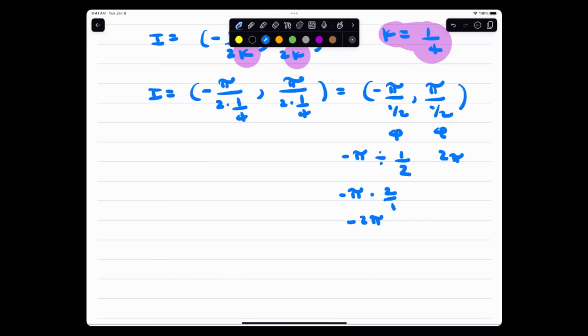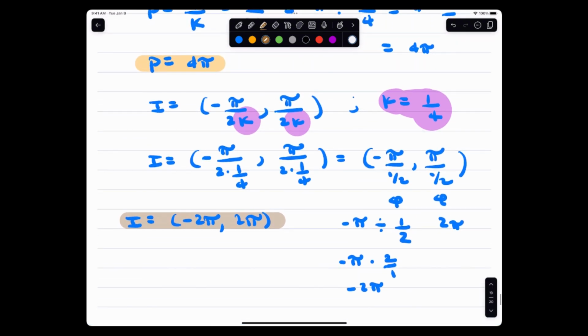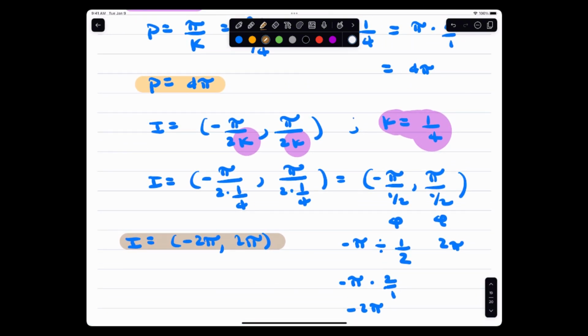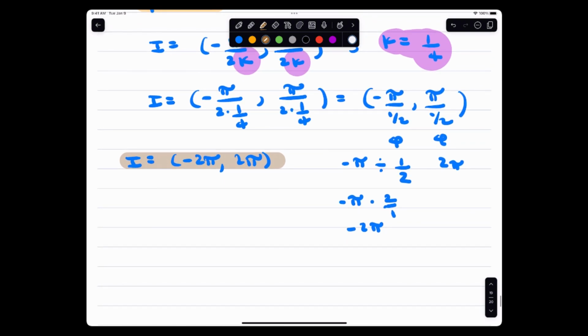Positive 2 pi. So my interval of one cycle becomes negative 2 pi and then positive what? 2 pi. Here we go, ladies and gentlemen. There it is. So hopefully you guys did this arithmetic, okay? Division, arithmetic. You guys okay with that?